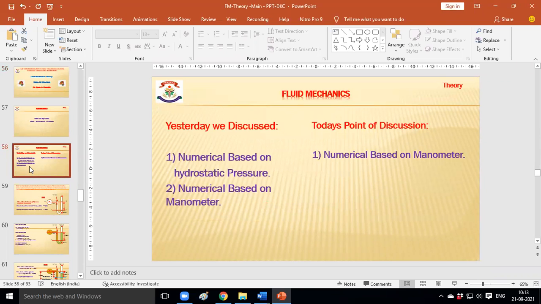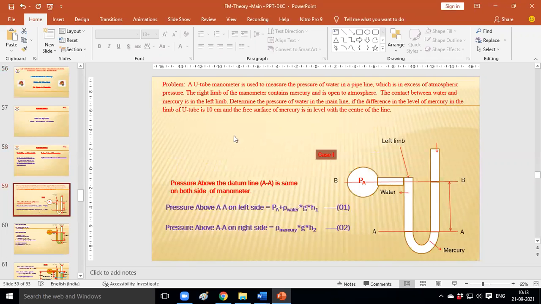Yesterday we discussed the numerical based on hydrostatic pressure and numerical based on manometer. Today we are discussing the same topic, the numerical based on manometer with different numericals. Is it clear? We already discussed the numerical based on hydrostatic pressure and numerical based on manometer, and now we take the next example based on the manometer, the U-tube manometer. Is the screen visible?